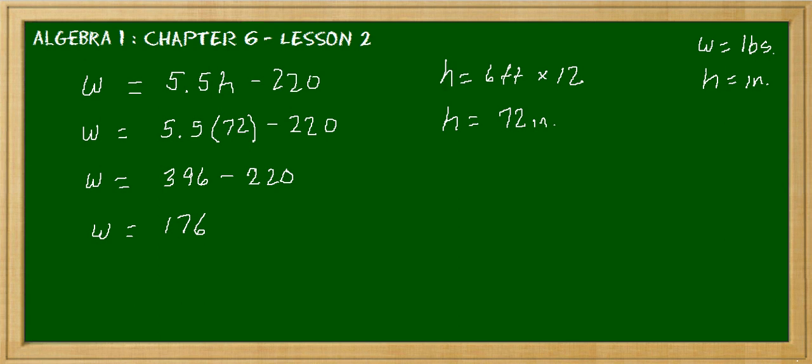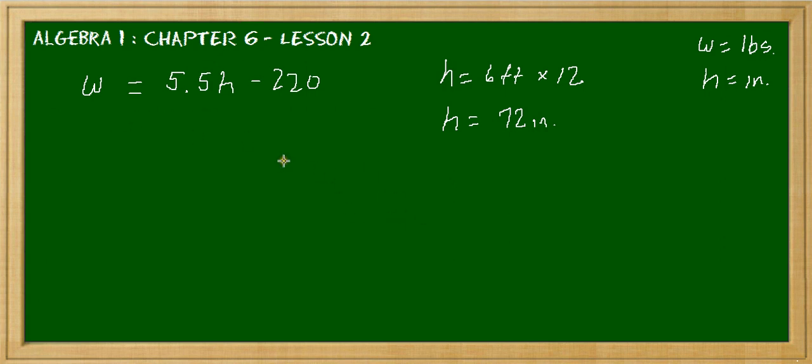We can create such a formula by solving the formula, and let's do it. We're going to solve it for h in terms of w. So let me just clear this up over here, and we're going to do that on our screen here. It's going to get rid of this. We have our original formula there, which is w is equal to 5.5h minus 220, and we're now going to solve this for h. Okay, so let's isolate the h.